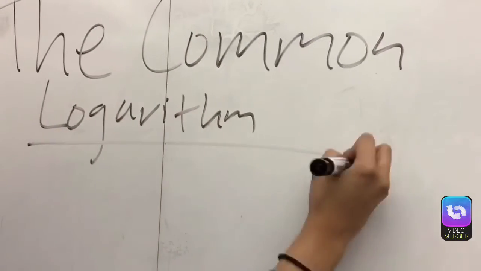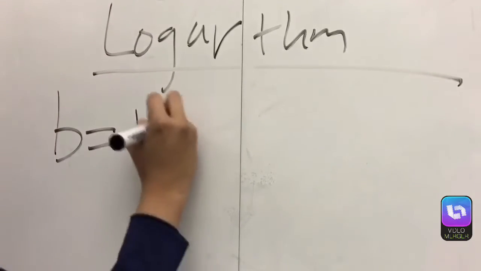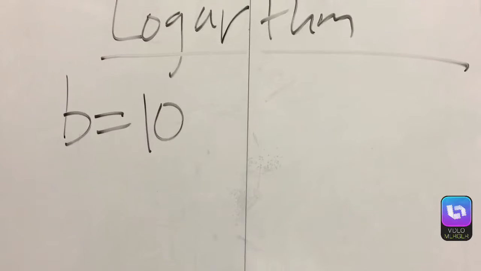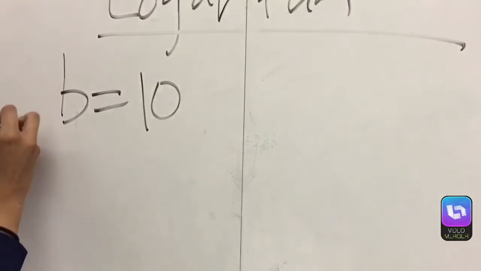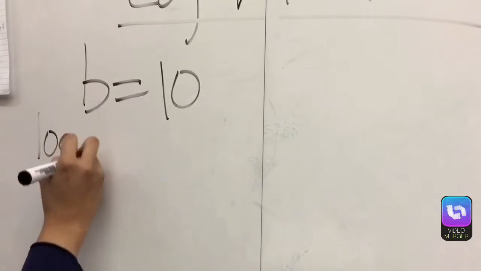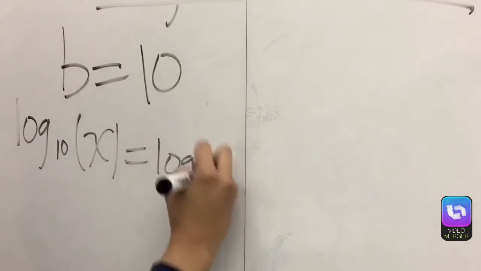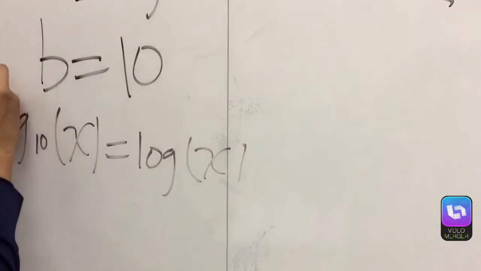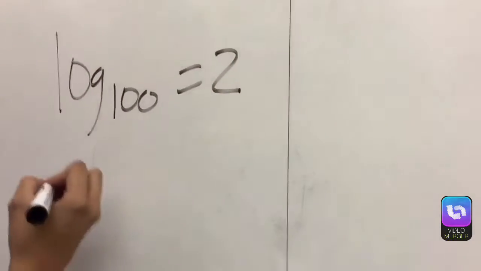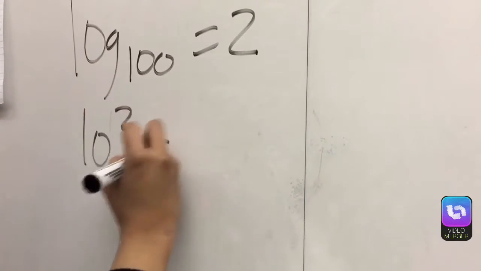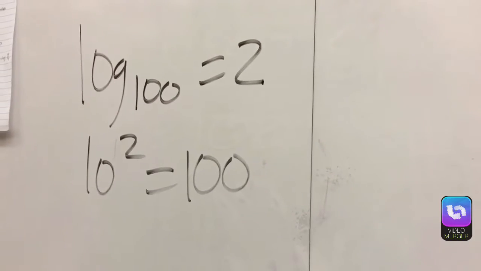Moving on to the common logarithm. The common logarithm is a logarithm whose base equals 10. When writing this type of logarithm, we don't write the base because we already know it's 10. So instead of saying log base 10 of x, it is more likely that you will see log of x. For example, log of 100 equals 2, because we know that 10 to the 2nd power equals 100. The base will always be 10.